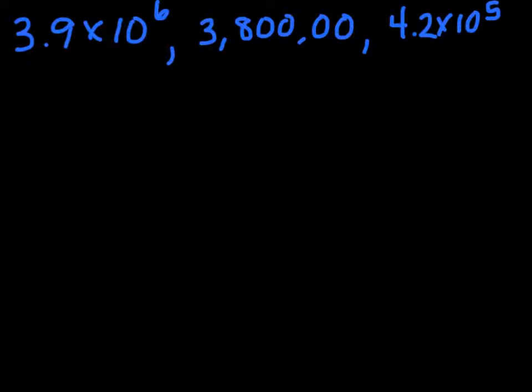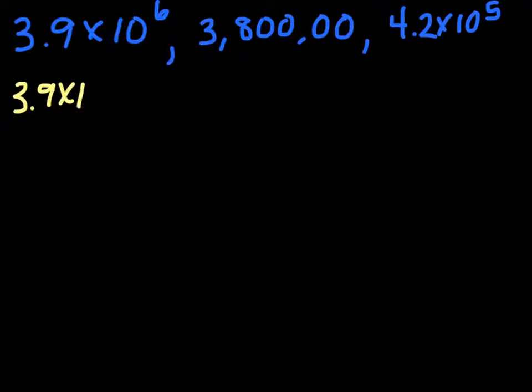Okay, folks, our next task is to learn to compare numbers that are written in scientific notation. So we're going to order 3.9 times 10 to the 6th, 3,800,000, and 4.2 times 10 to the 5th, from least to greatest. Our first step will be to make sure we're comparing apples to apples. We need to write all of our numbers in scientific notation.